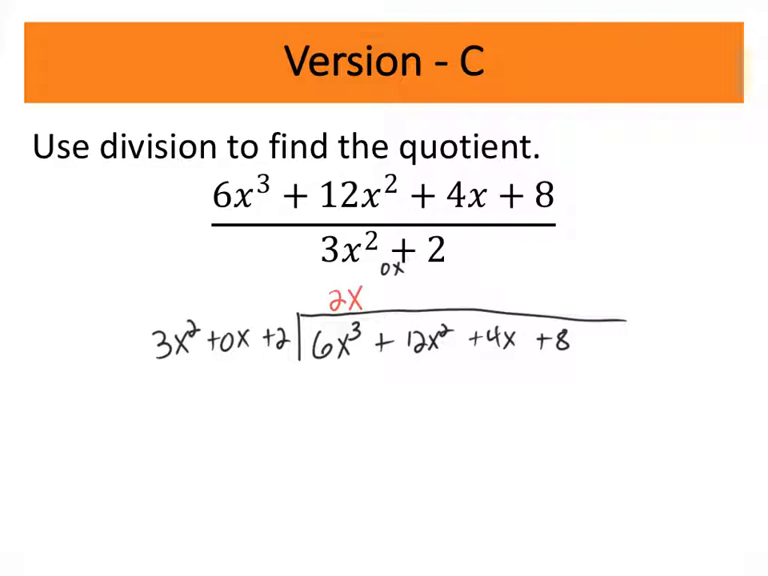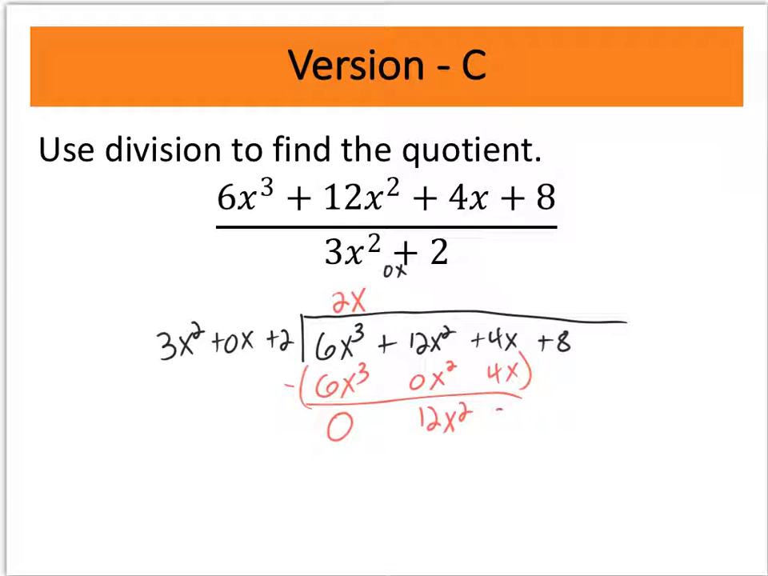2x times 3x squared, 6x to the third. 2x times 0x, 0x squared. 2x times 2, 4x. I'm subtracting. I've got 0. 12x squared minus 0x squared, 12x squared. 4x minus 4x is 0x. Okay, and bring the next term down, which is 8. I'm going to switch colors for us.